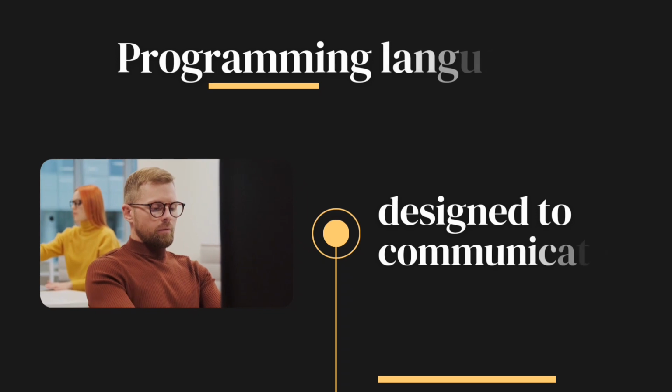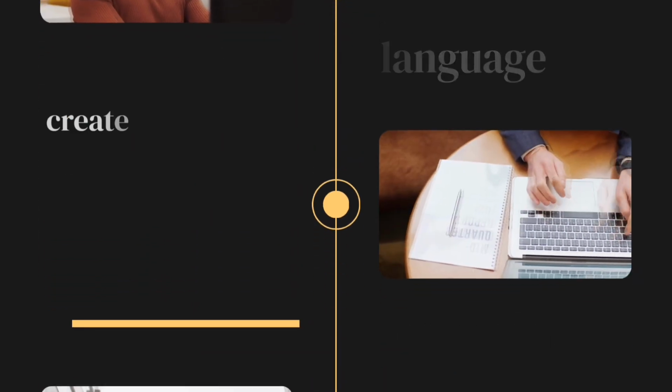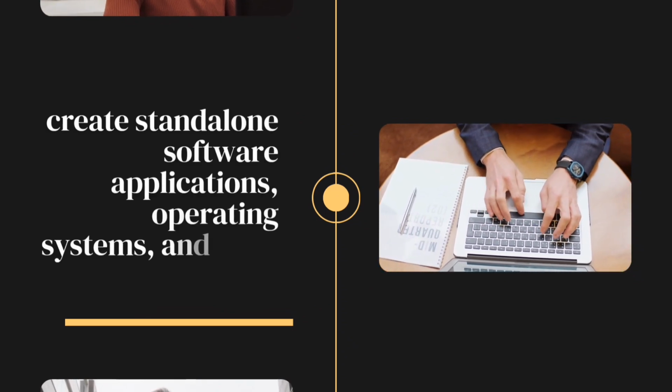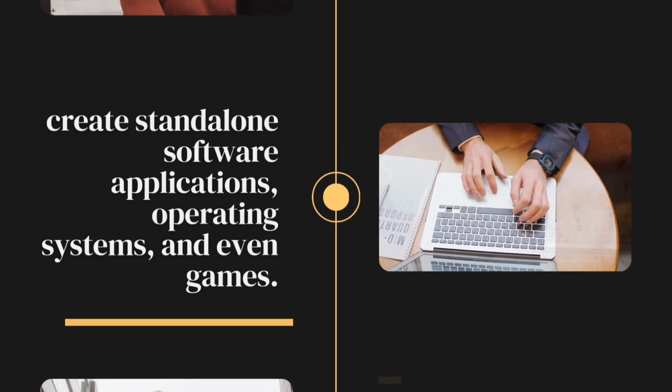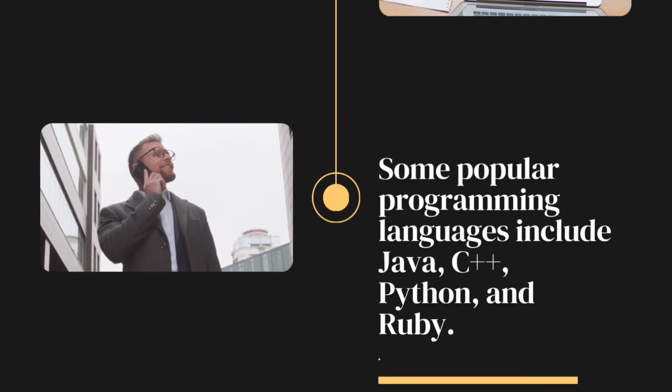A programming language is a formal language that is designed to communicate instructions to a computer. It is used to create standalone software applications, operating systems, and even games. Some popular programming languages include Java, Python, and Ruby.